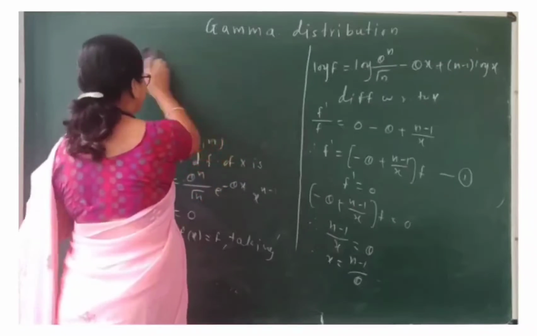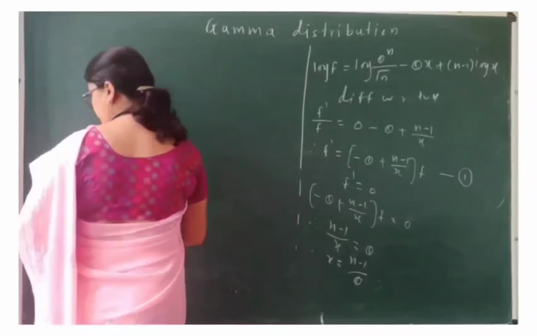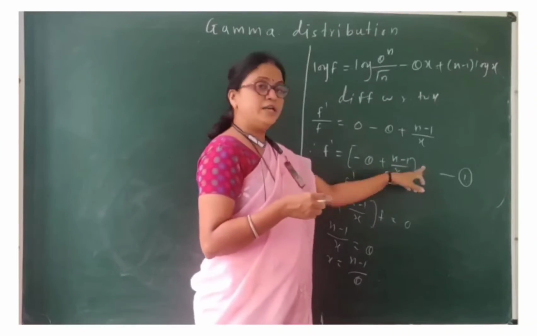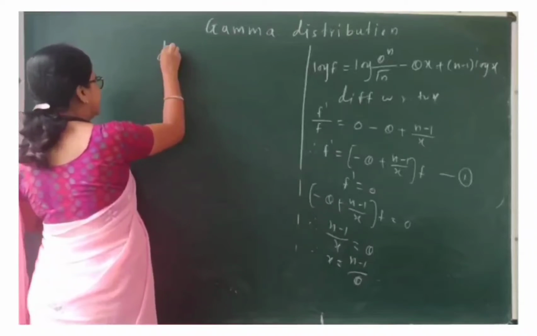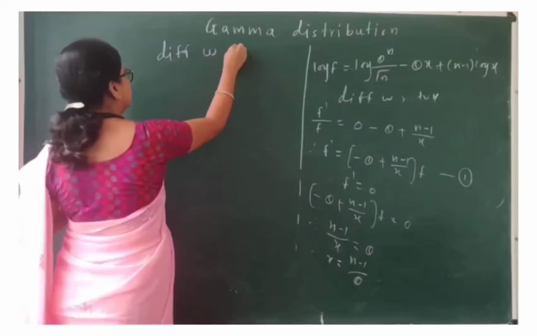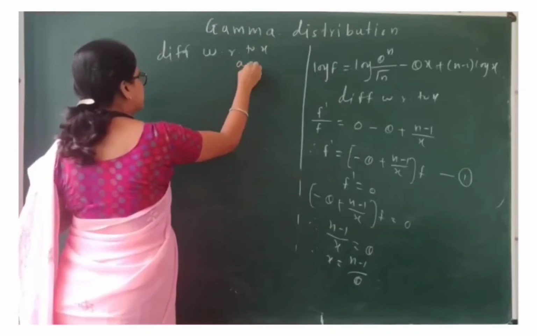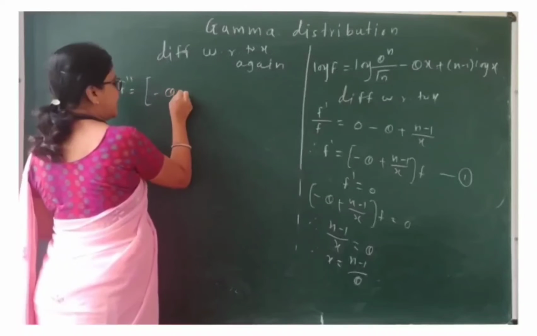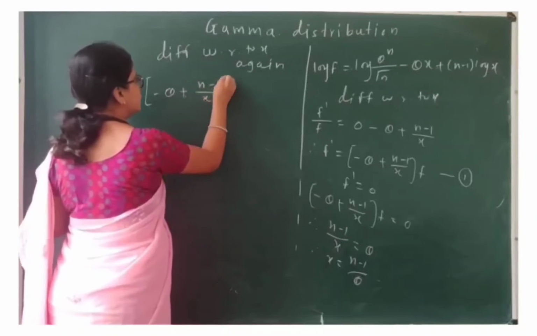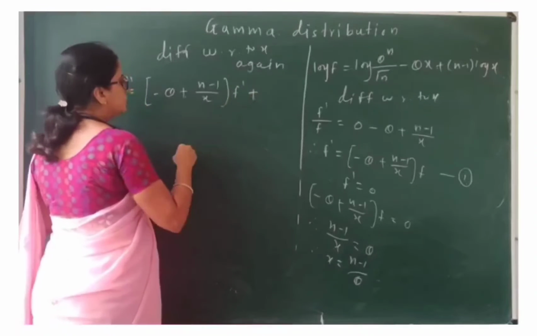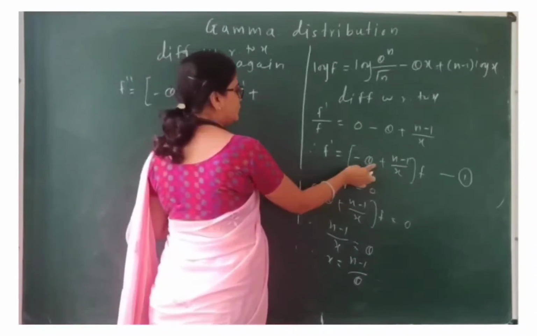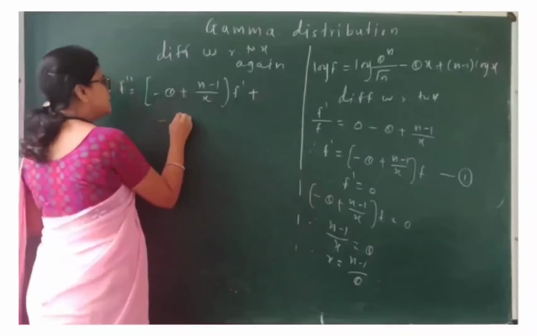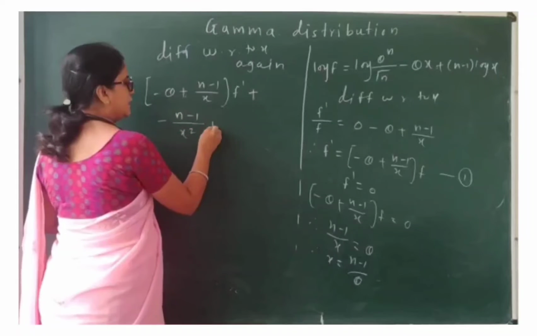So let me check the condition. Since this is my f' in equation 1, let me differentiate this again. What we get is f'' equal to the first bracket as it is, so (minus theta plus (n minus 1) upon x) f' plus the derivative of the bracketed term: derivative of minus theta is 0 and the derivative of the other term is minus (n minus 1) upon x square, into f.